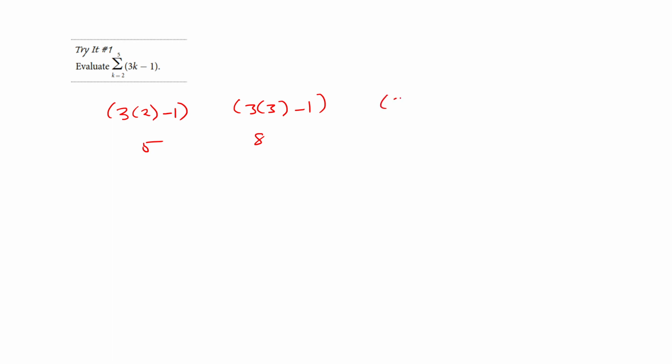Now we're going to go to the fourth iteration. So I've got 12 minus 1, I've got 11. And then lastly, we're going to stop at the fifth iteration because the top tells us that's where we're done. So I've got 15 minus 1, I've got 14. Okay, the summation sign says add all those up. And when we do, we're going to get 38.